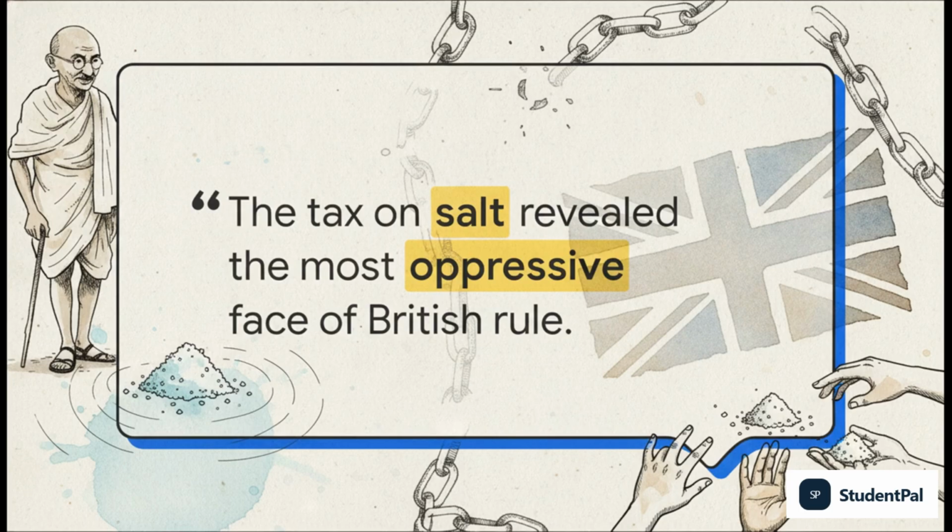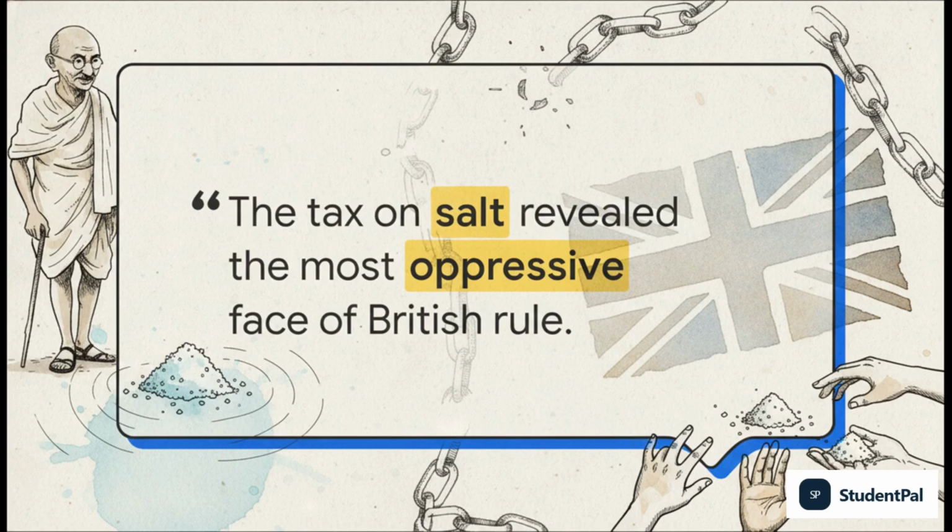To achieve this, Gandhi knew he needed a symbol, something that would resonate with absolutely everyone in the country. And he found it in the most ordinary, everyday item imaginable: salt. Gandhi declared that the British tax on salt and the government's strict monopoly over its production revealed the absolute most oppressive face of British rule.